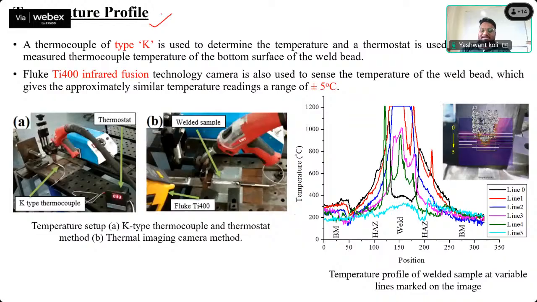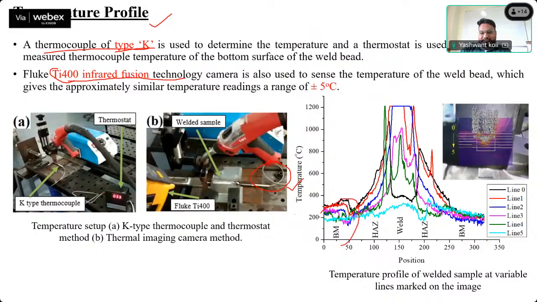We can use the thermal imaging camera, or in this case I've used both a thermocouple, a K-type thermocouple, and this Fluke TI 400 infrared fusion camera. This is a thermal imaging camera. What I have observed, laying over the beads and connecting the thermocouple, is that the values are almost the same, the thermocouple values and thermal imaging camera values at the positions.